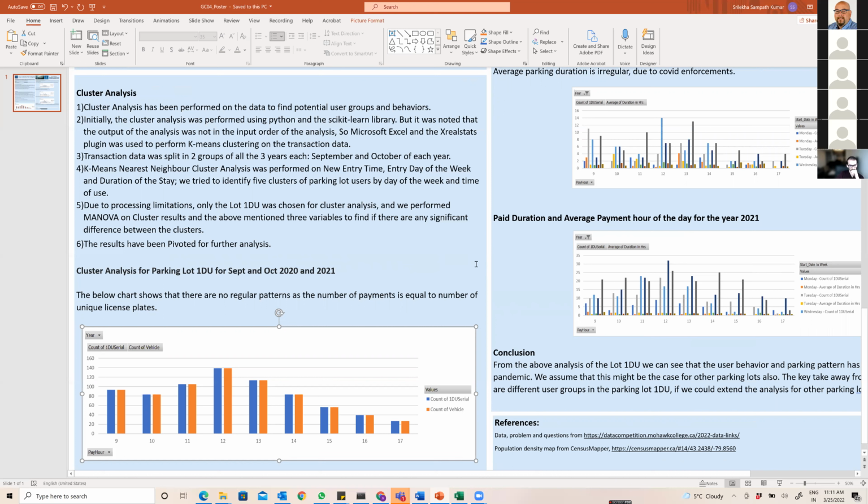Yeah, we performed cluster analysis on 1DU. There was data for the years 2020 and 2021 only. What we focused on was finding the patterns of the users of that particular lot, lot 1DU. After pivoting the data, we found that the number of vehicles entering that lot is equal to the number of payments that happened for that particular hour, the paid hour. So there was no particular pattern for that lot based on that.